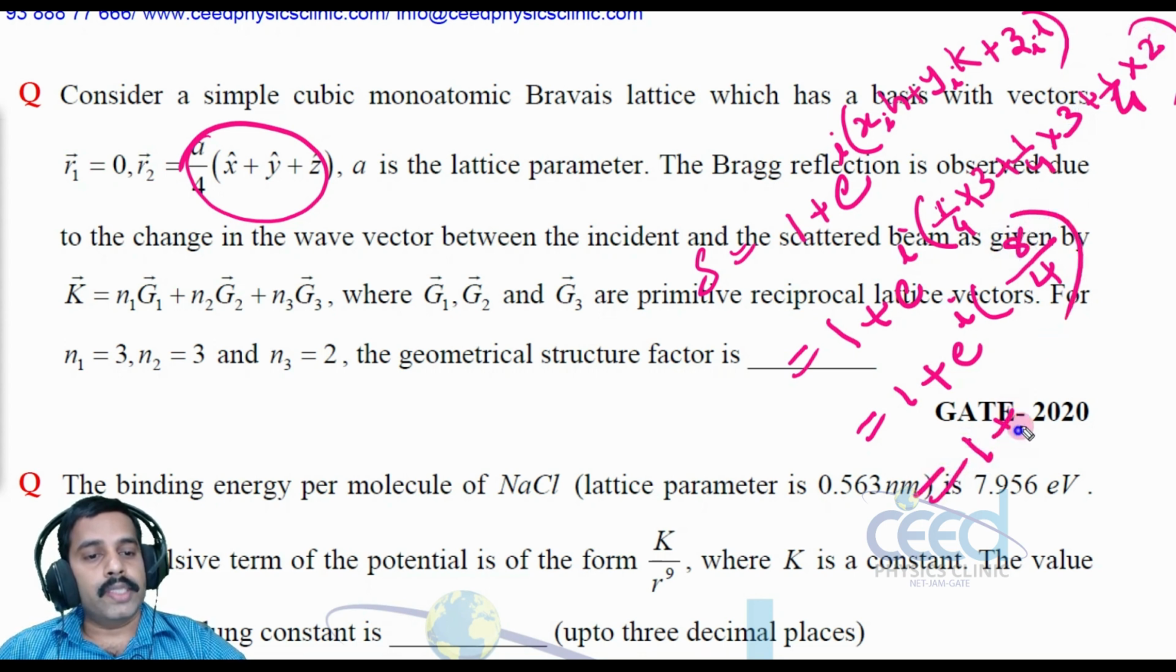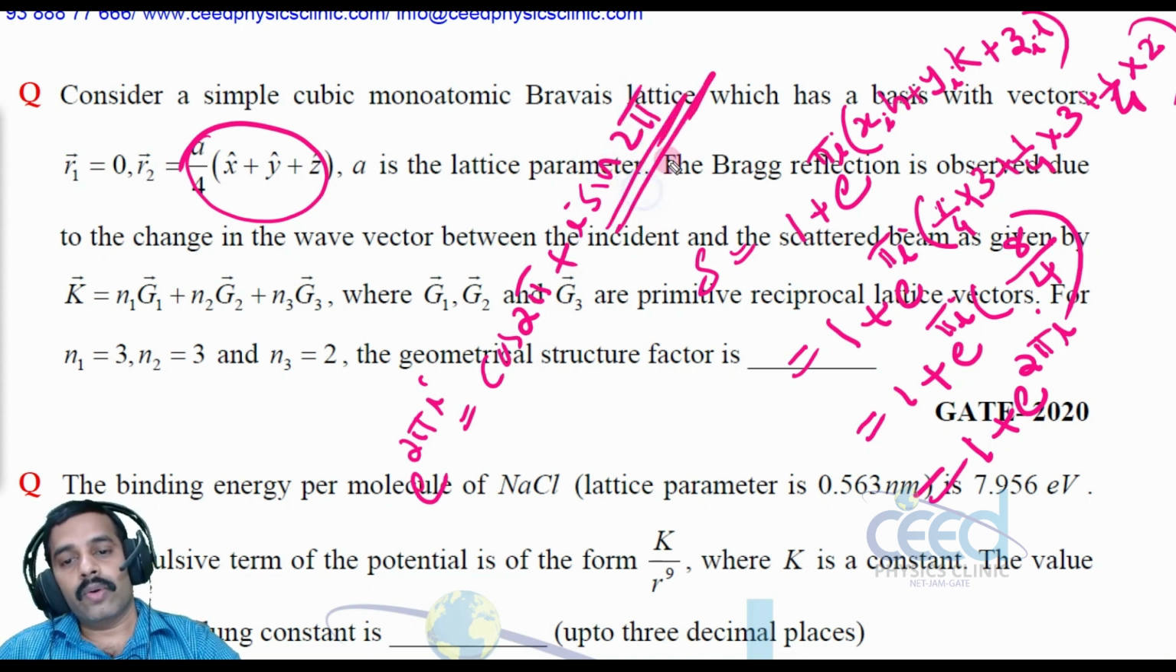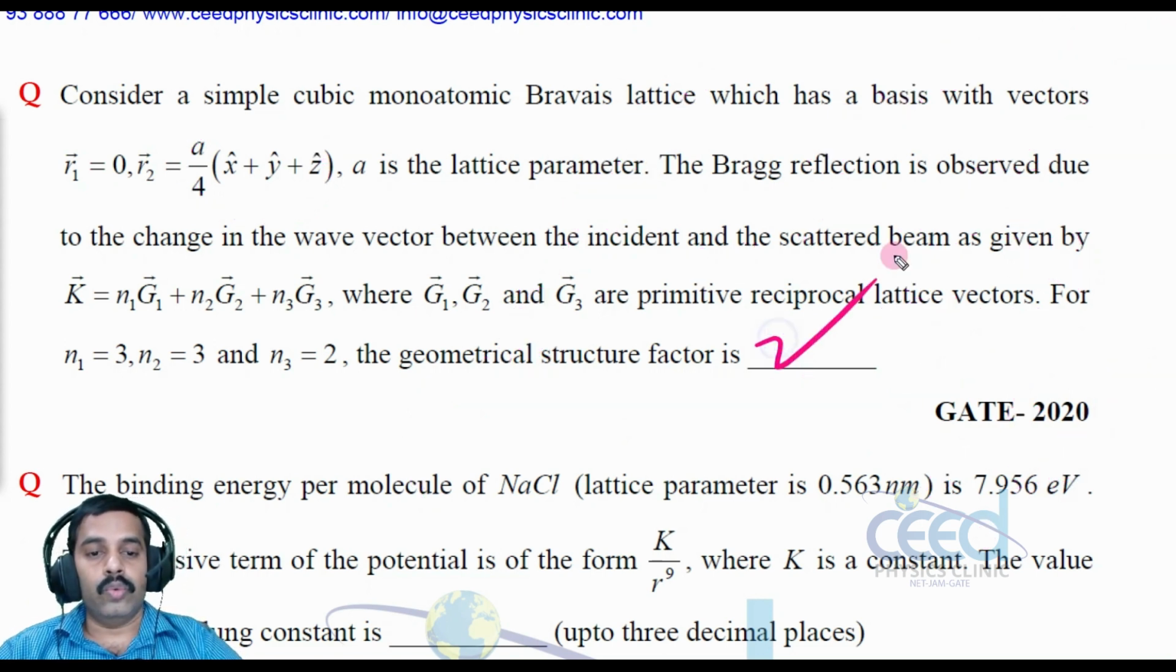So 1 plus e raised to 2 pi i, right? I'm sorry, we have a pi outside for the structure factor. So 2 pi i. What is 2 pi i? e raised to 2 pi i is equal to cos 2 pi plus i sin 2 pi, right? So this part is 0 and this part is equal to 1. So 1 plus 1 is equal to 2. So the answer is 2. All right.